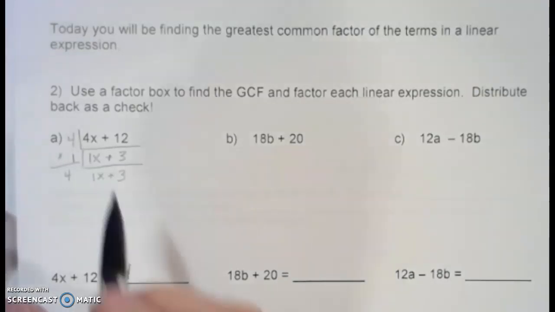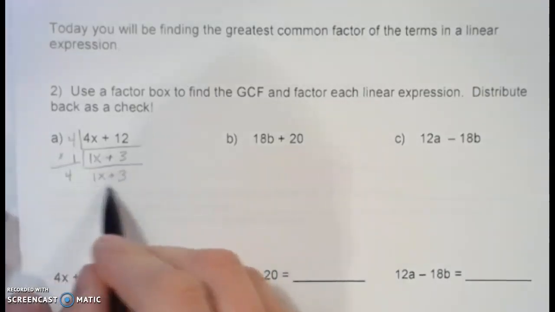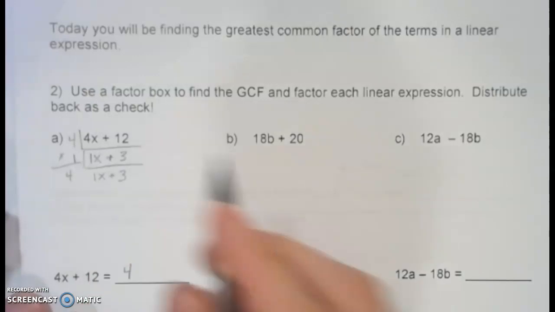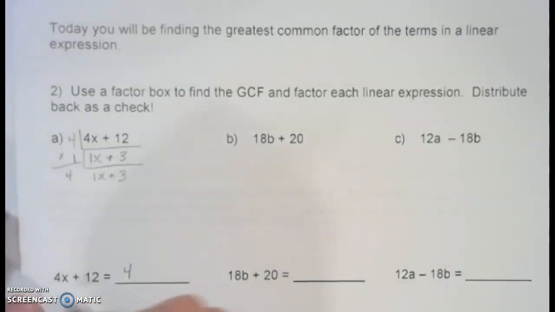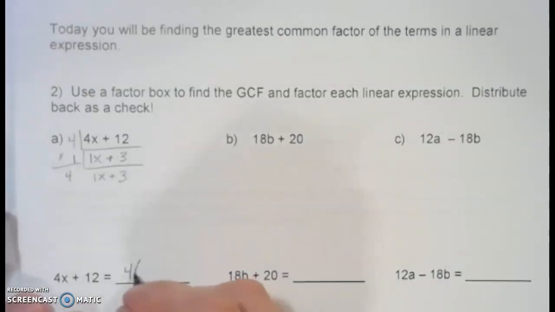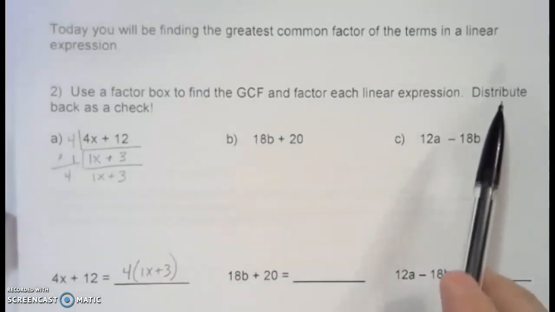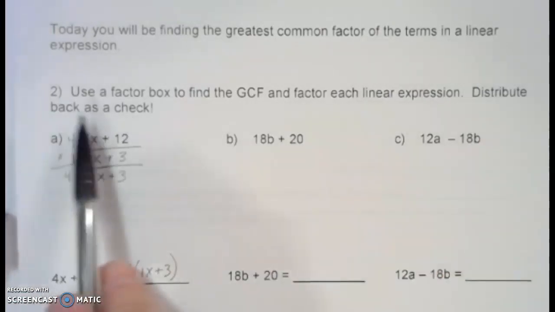And the other one is going to be what was left over when we couldn't factor any further, 1x plus 3. So if I multiply 4 by 1x plus 3, that's going to give me 4x plus 12. So I'm going to put the rest of that, 1x plus 3, inside of parentheses. And again, a good way to figure out if you've done this correctly is to just use the distributive property, distribute back as a check.